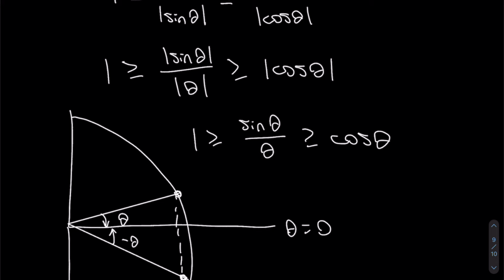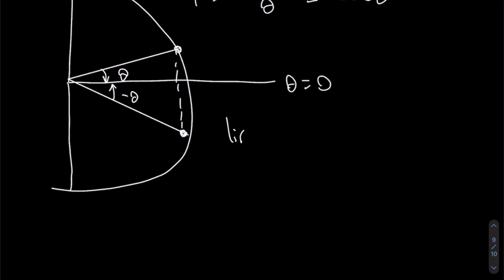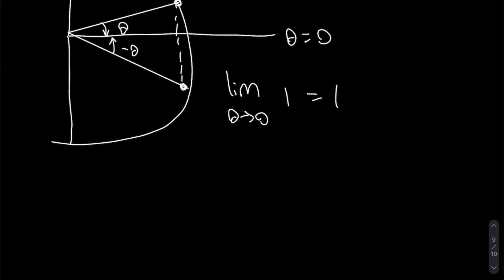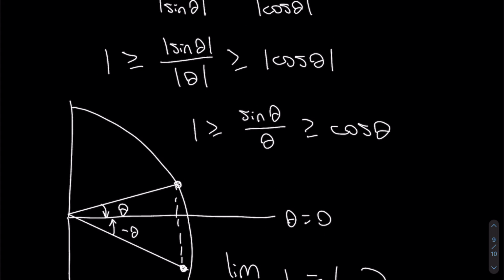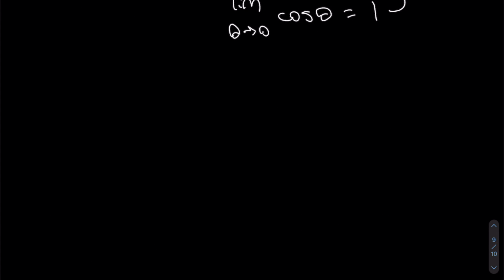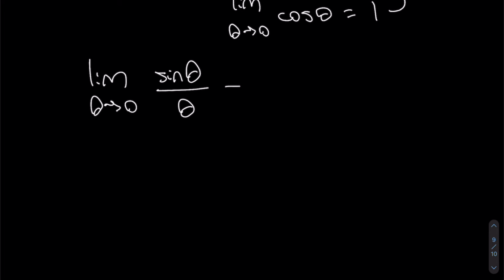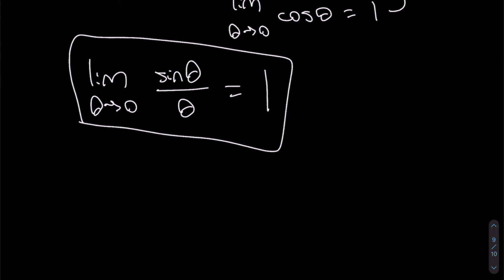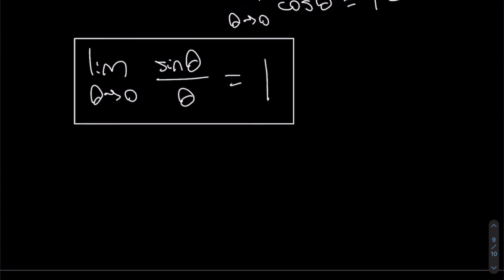And now I can finally use my squeeze theorem. The limit as theta approaches 0 of 1 equals 1, of course. The limit as theta approaches 0 of cos theta equals 1. So these both equal 1. And sine theta over theta is always between these two, which means that by the squeeze theorem, the limit as theta approaches 0 of sine theta over theta has to equal 1.